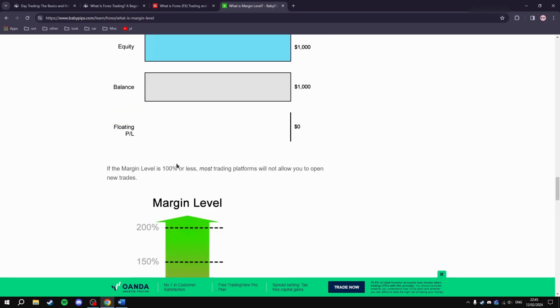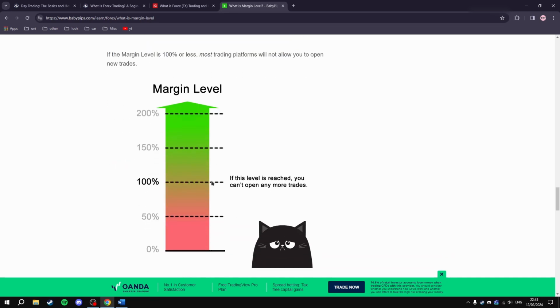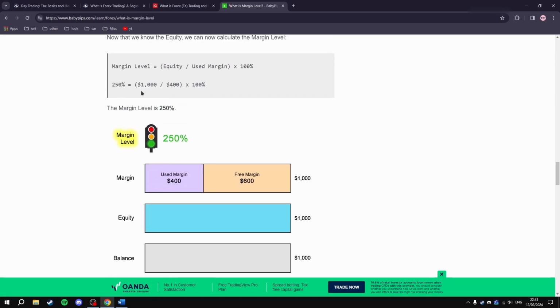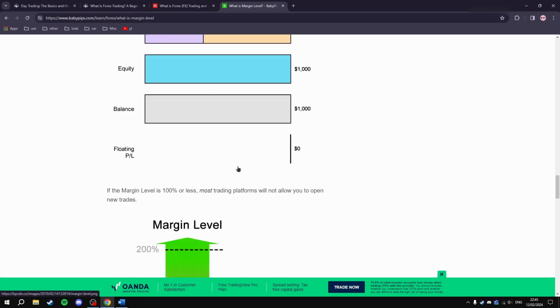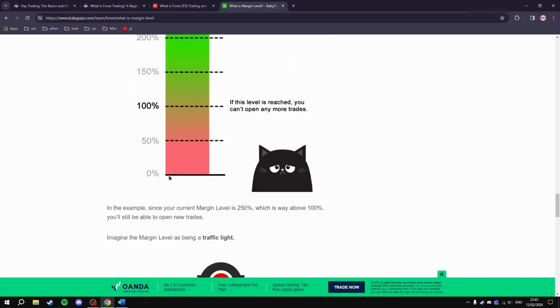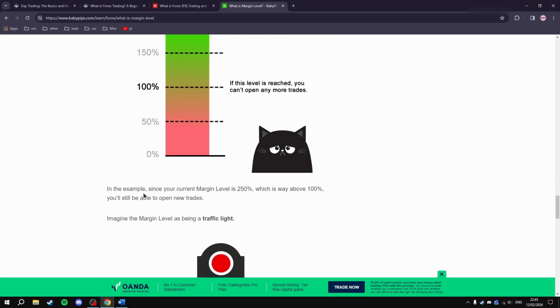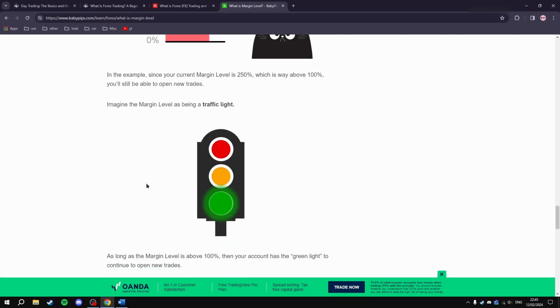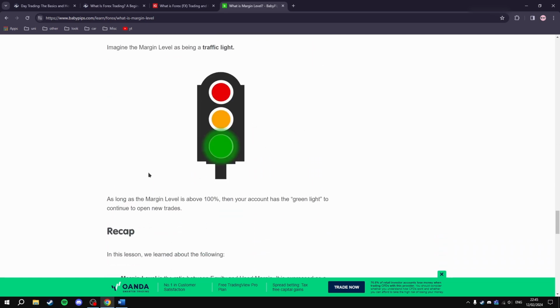If the margin level is 100% or less, most trading platforms will not allow you to open new trades. If this level is reached, you can't open any more new trades. In the example, since your current margin level is 250%, which is way above 100%, you'll still be able to open new trades. Imagine the margin level as a traffic light. As long as the margin level is above 100%, your account has a green light, so it can continue opening new trades.